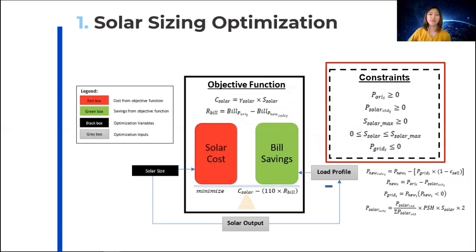Finally, the constraints are defined as shown here, where solar size must be less than the maximum solar size desired. With the objective function and constraints, we have fully designed a solar sizing algorithm.